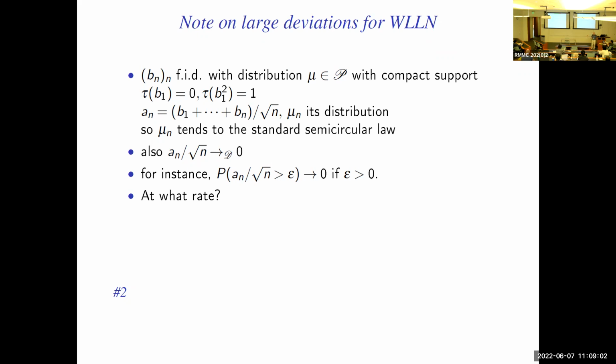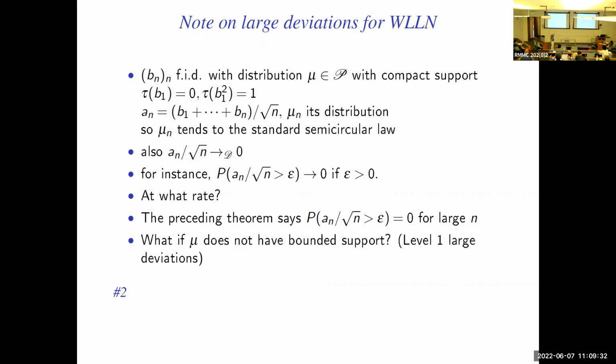So what happens in this case? The superconvergence theorem tells you that the probability that A_n over the square root of n is bigger than epsilon is in fact equal to 0. So it converges to 0 very fast indeed. It's a little disappointing perhaps, but that's the way it is.